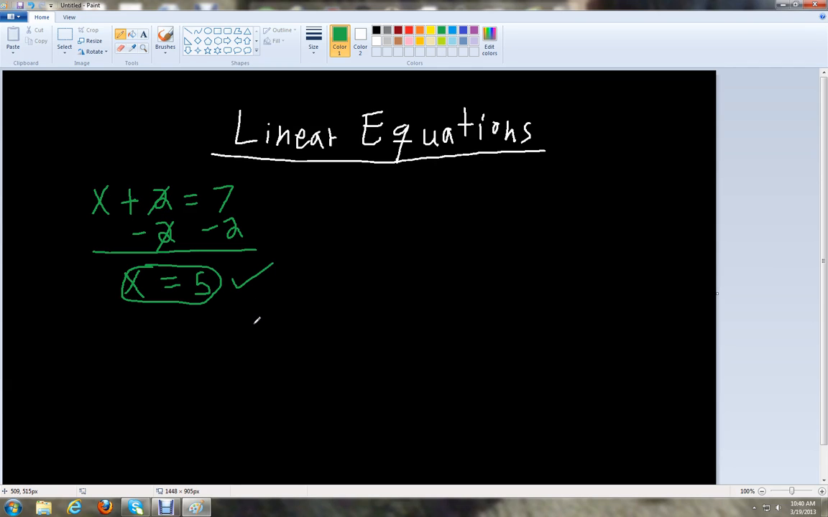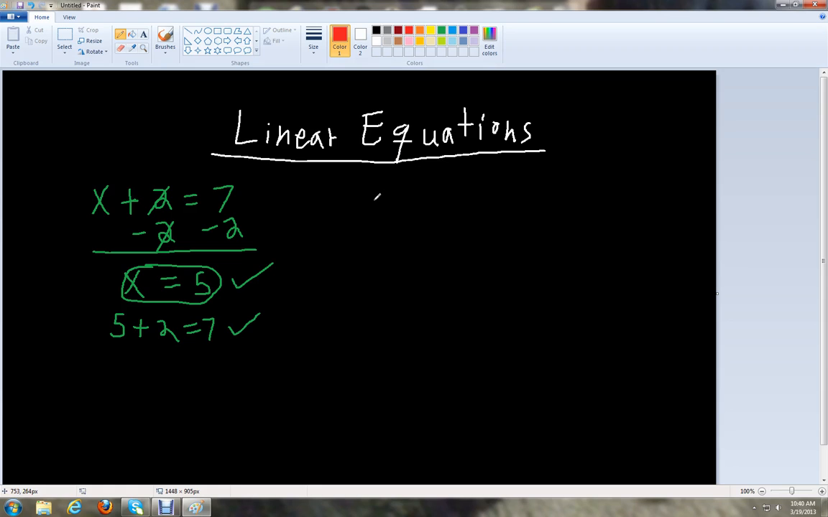In order to check to make sure this is true, you can plug this number back into the original equation. x plus 2 equals 7, so x equals 5. So 5 plus 2 equals 7. And we know that that's true because we know 5 plus 2 is 7. So that checks out.